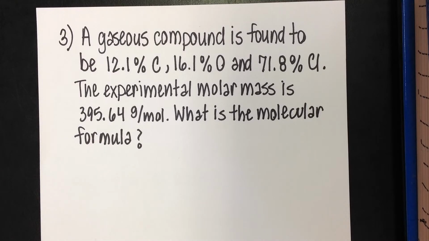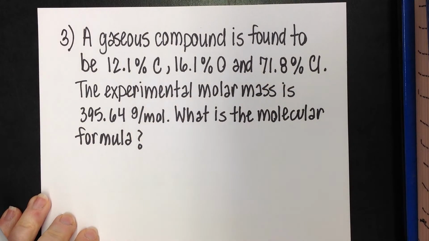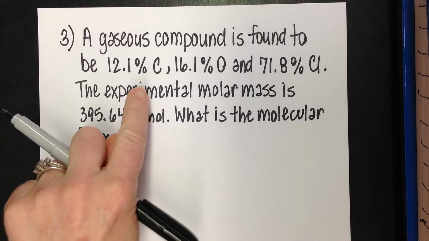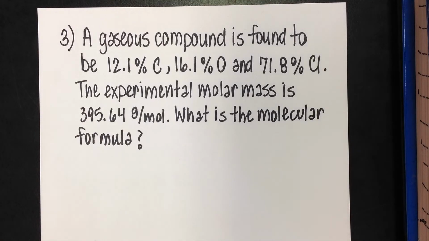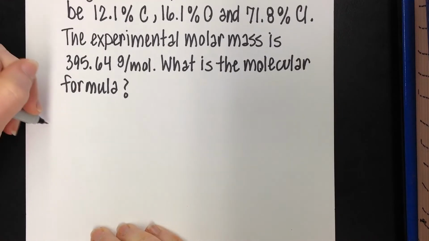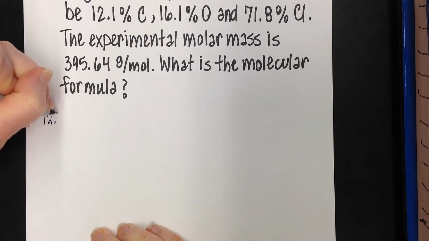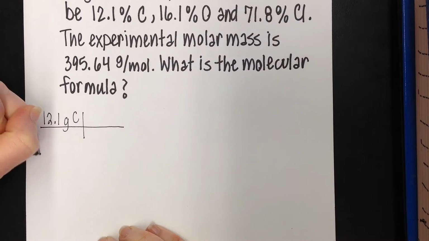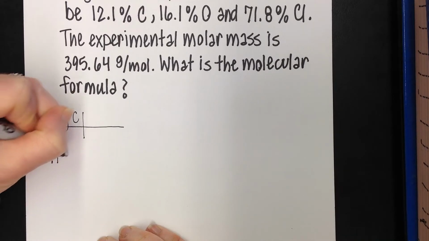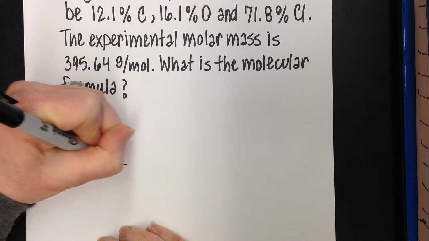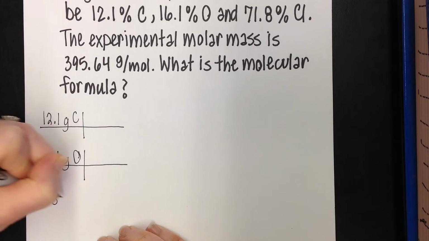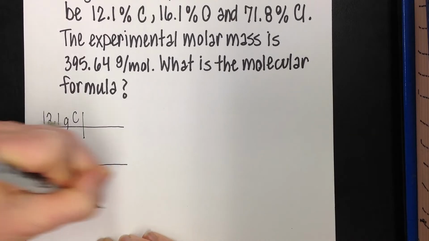So the first thing I see is I've got percentages of every atom that are represented in the chemical formula. I'm going to change those percent to grams. I'm going to convert grams to moles. I'm going to divide by the smallest and get my empirical formula. So let's do that first. So I have 12.1 grams of carbon and 16.1 grams of oxygen and 71.8 grams of chlorine.